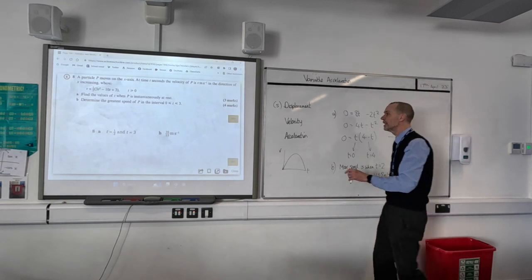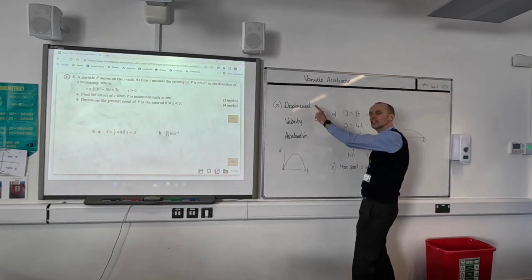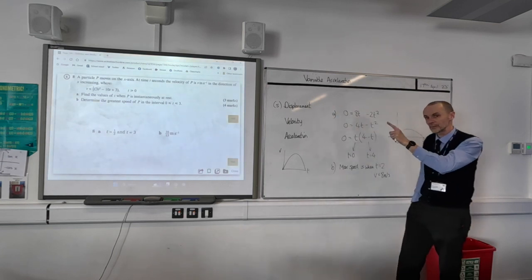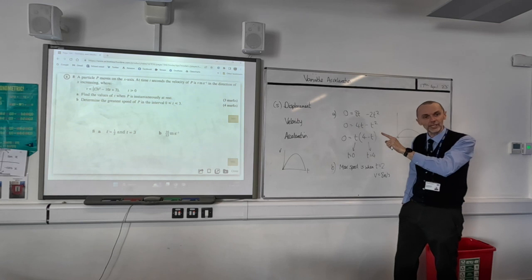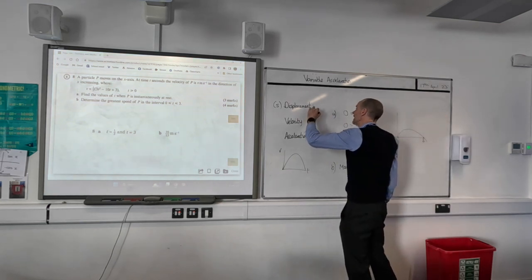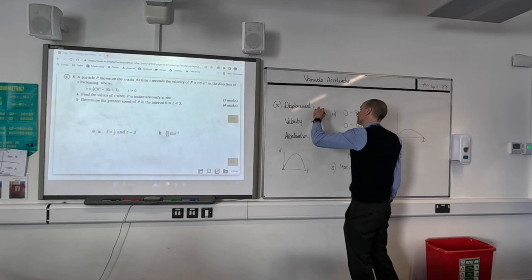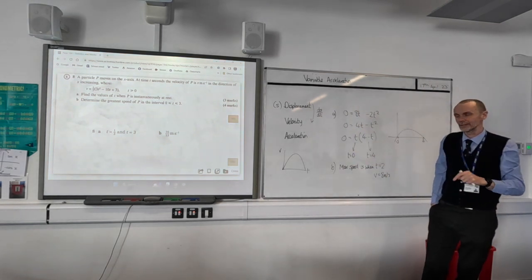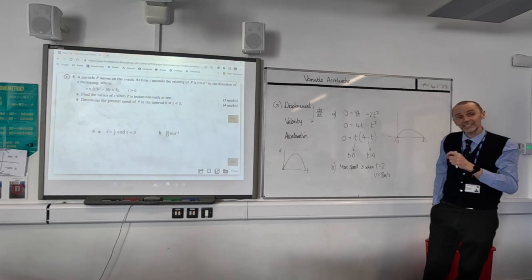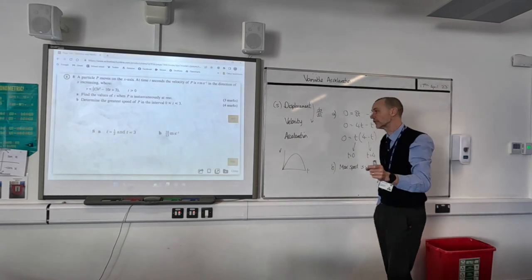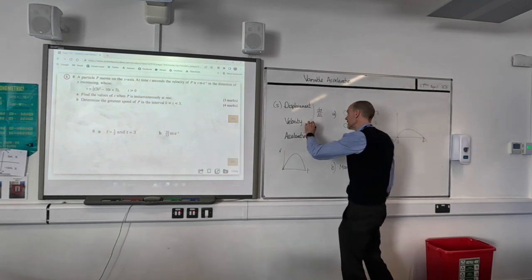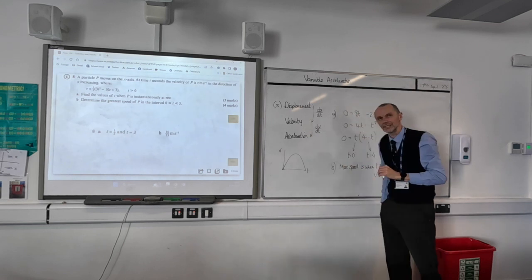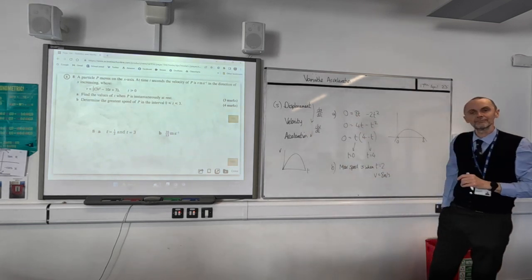And that's because velocity is the rate of change of displacement. If you've got a formula for displacement, you can convert it into a formula for velocity by differentiating. Velocity is the rate of change of displacement, and acceleration is the rate of change of velocity. So if you've got a formula for velocity and you differentiate it, dv by dt, that gives you acceleration.